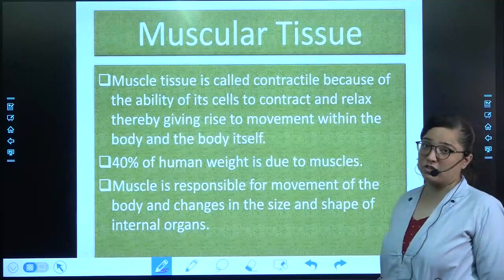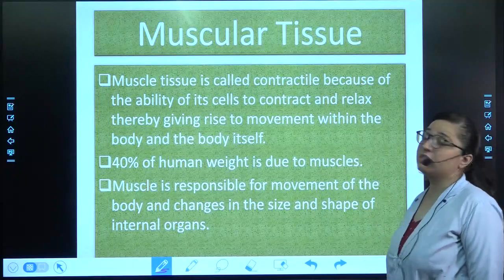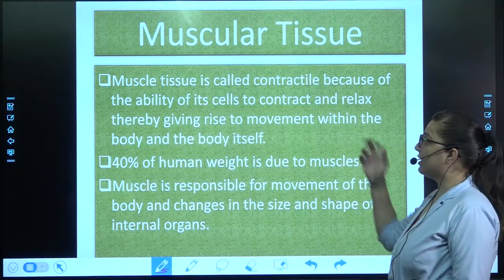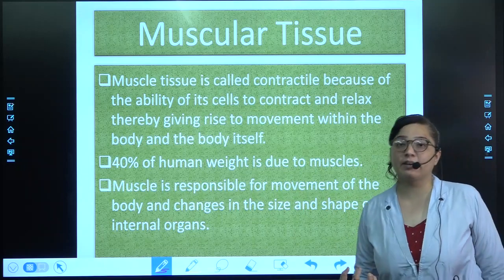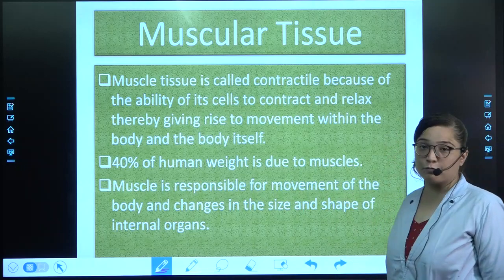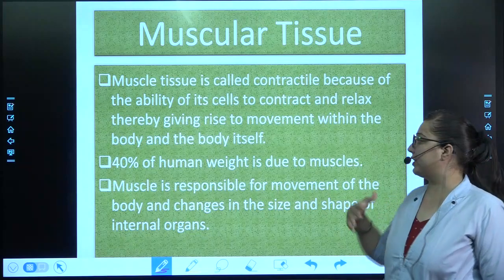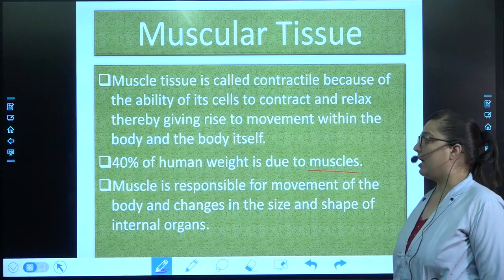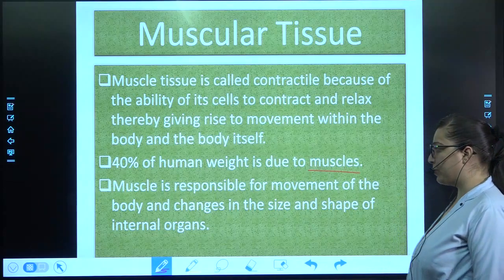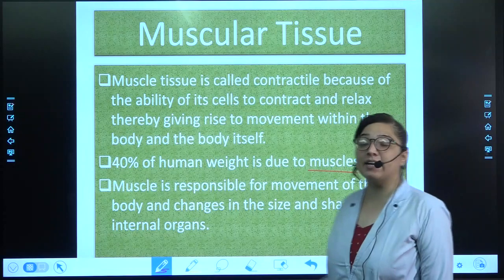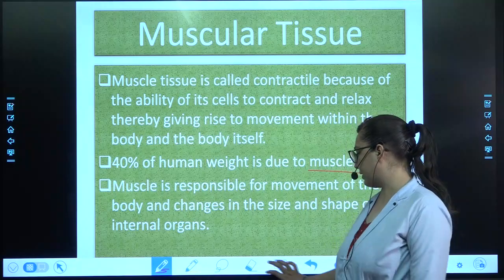Alright, now next, muscular tissue. What is it called? Contractile tissue. Why? Because it has the ability to contract and relax and ultimately help in movement. 40% of our weight is because of the muscles, and they are responsible for the movement of the body and for change in the size and shape of the internal organs.